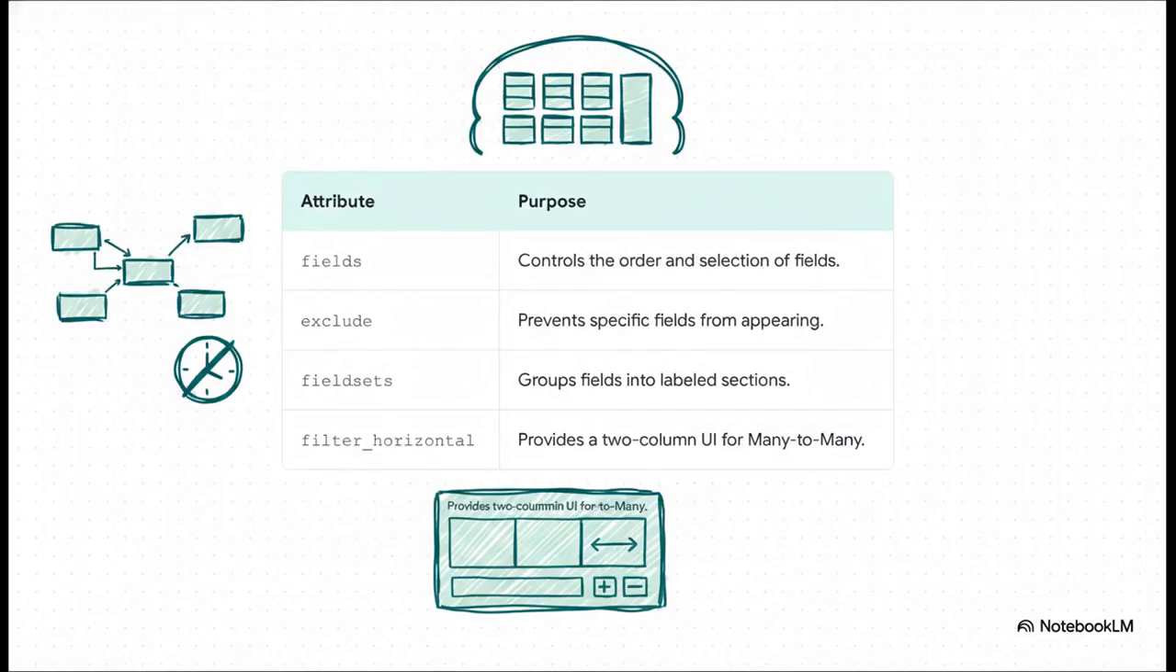And inside that ModelAdmin class, you get all these awesome tools. You can use fields to control the exact order of everything, exclude to hide stuff that users don't need to see, and fieldsets to group related information under nice, clear headings. Oh, and for many-to-many fields, filter_horizontal is a total game changer, so much better than a clunky multi-select box.